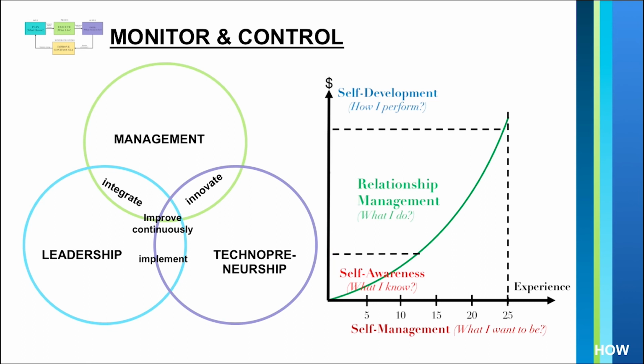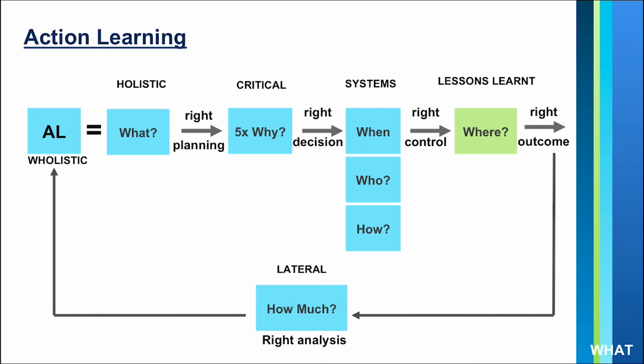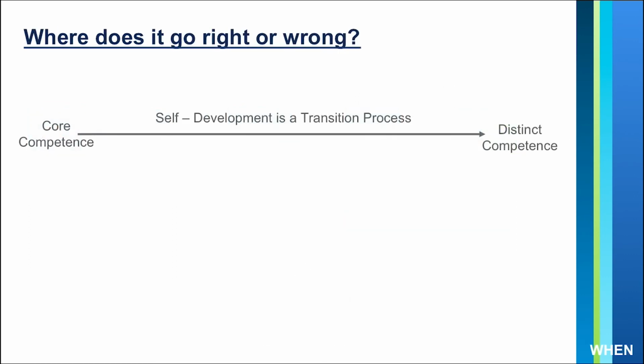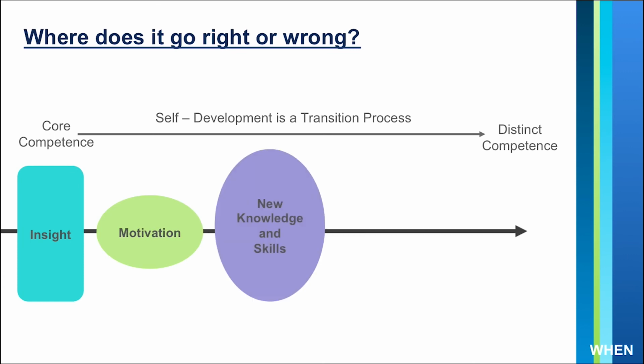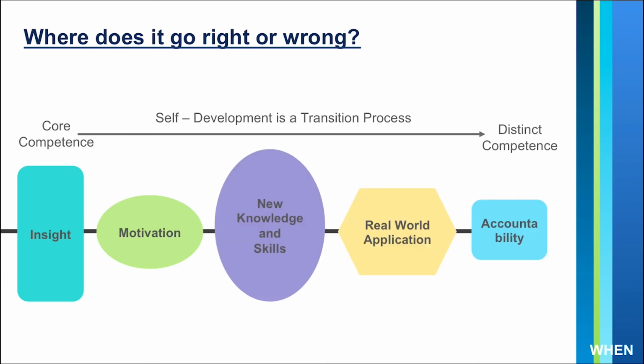Also, I will have to monitor and control my performance using these two diagrams as my KPIs throughout the years. This will help me to optimize my strategy in achieving my goals. Next, I need to know where my plan can go right or wrong. Thus, I will need to check and recheck each of the processes and aspects in developing myself. It includes my insight, motivation, new knowledge and skills, real-world application, and accountability to make sure my plan will go smoothly.